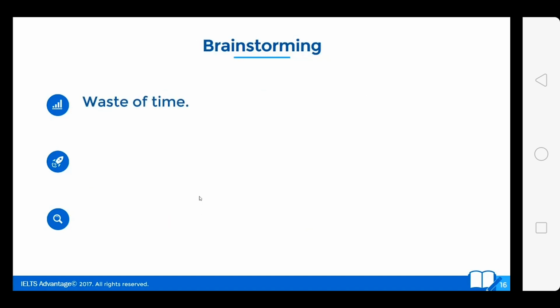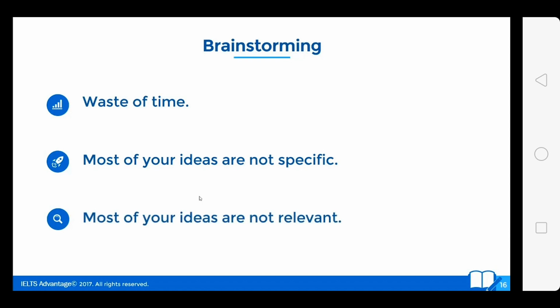Complete waste of time. Brainstorming, you write the thing in the middle of the page, and then you draw a bubble around it, and then you draw arrows, and you don't have time to do that. You don't have time to think of 16 different ideas. And even if you do think of all of these different ideas, most of them are not specific. They don't answer the question. They're not specific, they're not relevant.